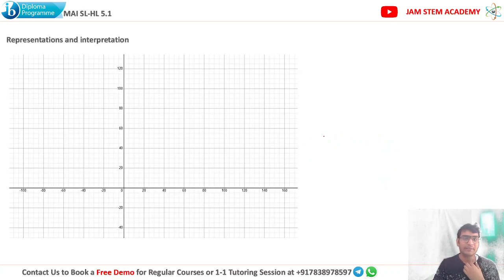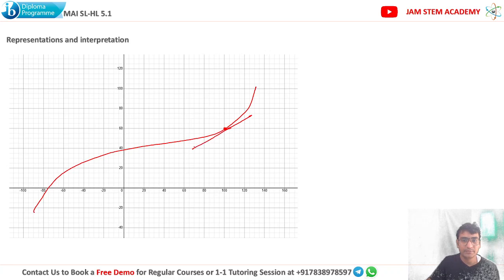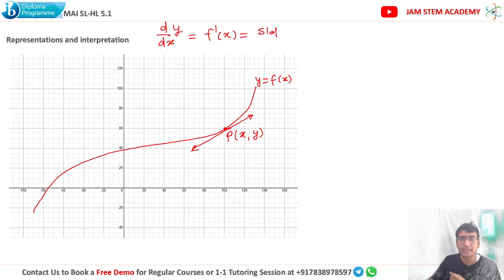Okay. Now representation and interpretation. When you have a graph of a function and you choose a point and calculate the tangent line, let's say this point is P having the coordinates x comma y over this graph y is equal to f of x, then we can represent the derivative by d over dx of y. That means rate of change of y with respect to x. We can also represent it by f prime x, or it is also the slope of the tangent line at that point, which is the gradient of the tangent line.